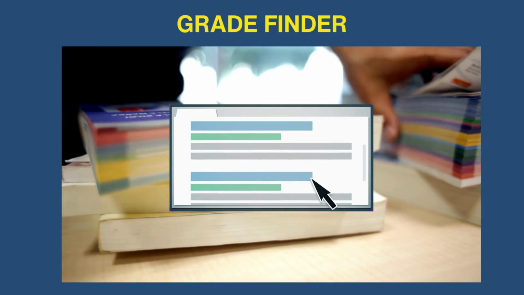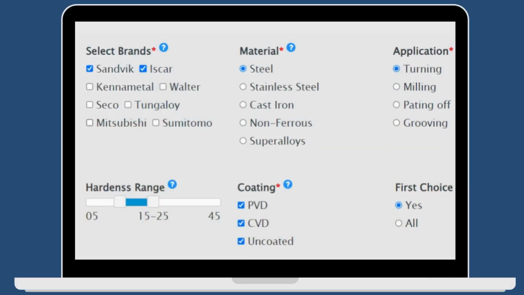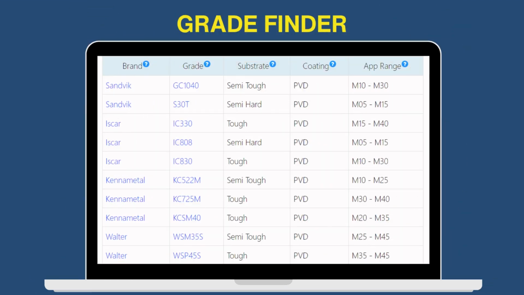The Grade Finder is like a search engine inside the carbide insert suppliers' catalogs. You choose your favorite brands, the desired raw material, the application, turning, milling, etc. You can also choose the hardness level, and if you prefer PVD or CVD coating. The system will show you immediately all the grades that fit your search criteria. And as anywhere else, also here the grades are clickable.